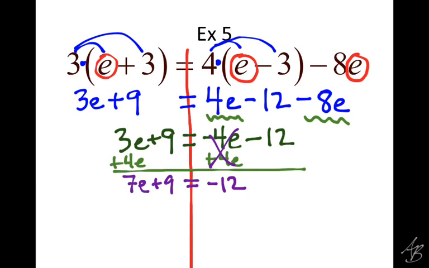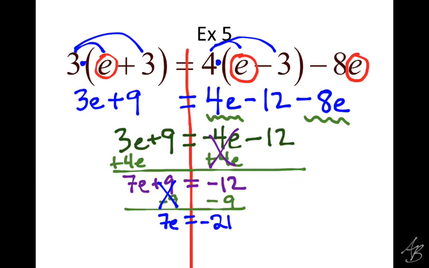All right, now what, Mason? Subtract 9 from both sides. Good. When the 9's cancel over there, what's left? 7e. And on the right side, we have 2 negatives, so we're going to add or subtract. We're going to add 9 and 12 and get 21, and it's going to be negative because they're both negative.